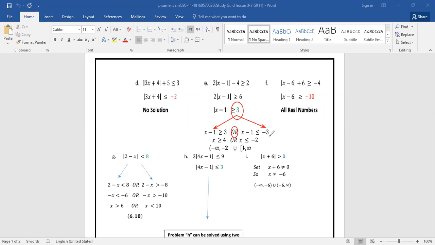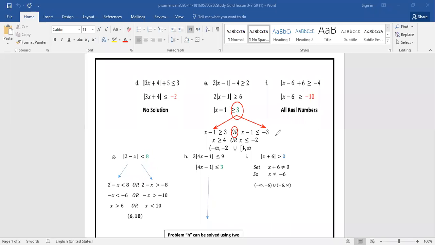What about the second branch? The second branch will be x minus 1, but you have to flip the symbol for the inequality. Instead of bigger than or equal, it will be less than or equal, and 3 will be negative 3. Understood this point? Then once you have an absolute value more than or equal a positive number, your answer should be or.